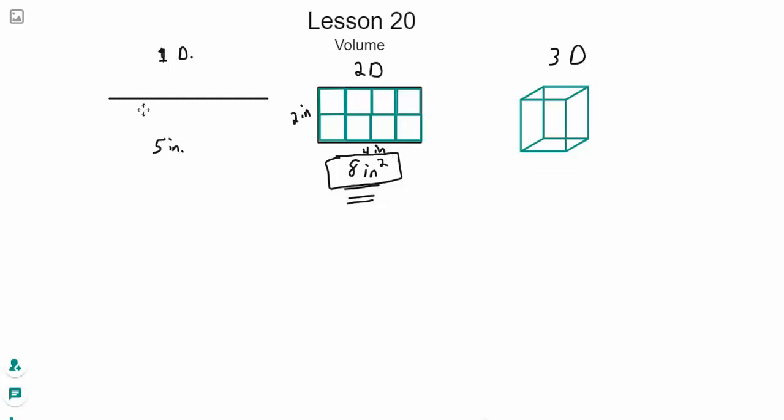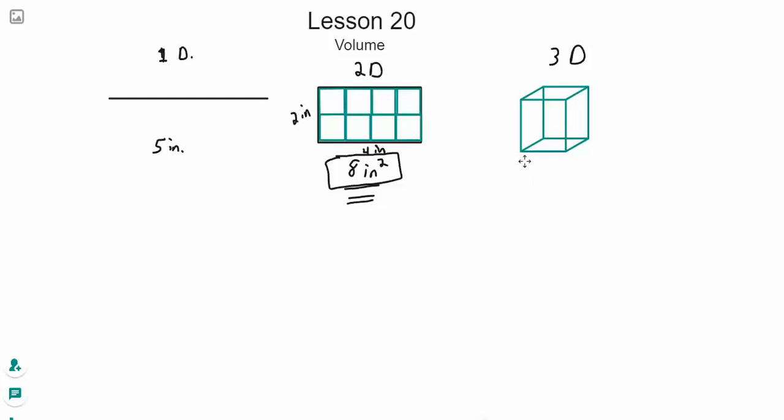Obviously, this first dimension method doesn't really help us. We don't know which line to measure. This second one, well, we might say we could find the area of one of the sides of this box, right? Kind of like what we did when we found surface area. That's exactly what we did in surface area. We just found the area of all the boxes and added them up.